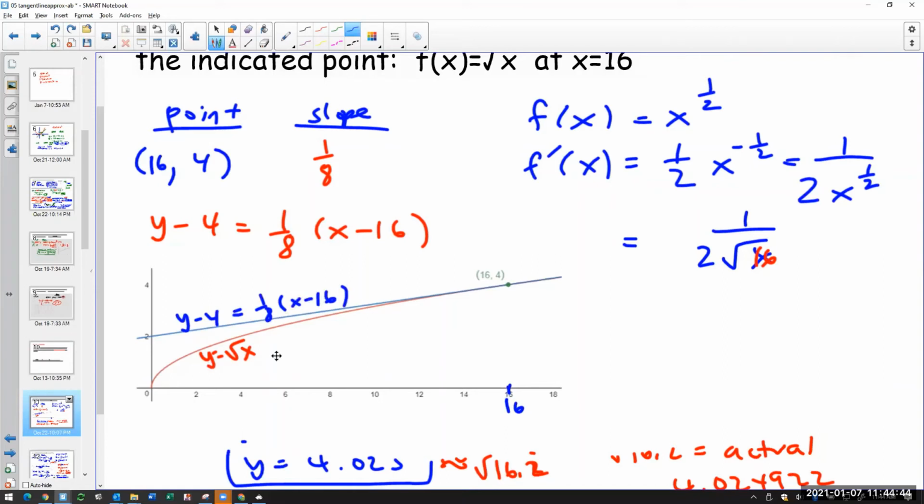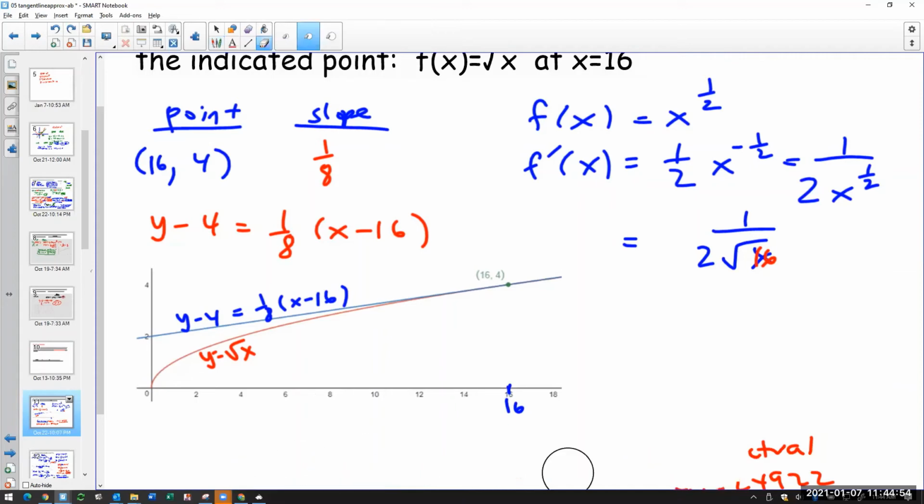So if I want a point on my blue line, I would plug into this blue equation. If I wanted a point on my red line, I would plug into the red equation. You're good so far. All right. So what I want to do is get an approximation. Is it 16.2 that you need to approximate? The square root of 16.2? Okay. So if I want the square root of 16.2, here's 16.2. Go plug it into the square root of 16.2, and that would be this value here.